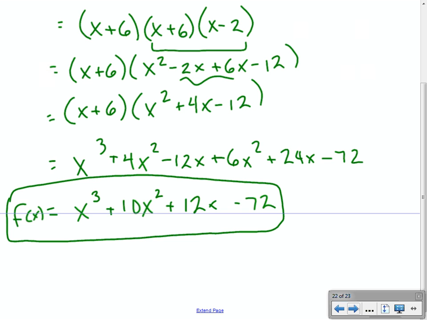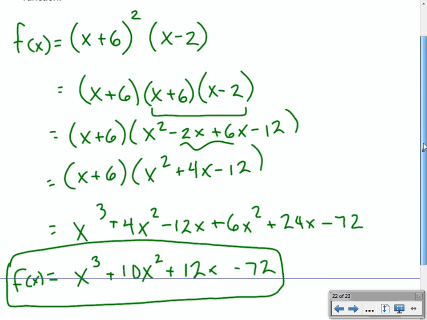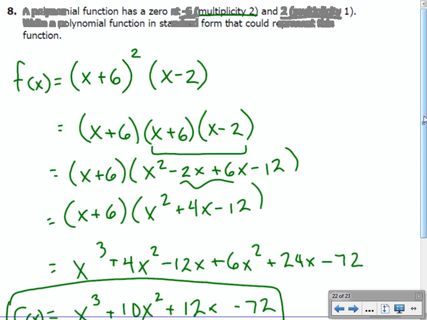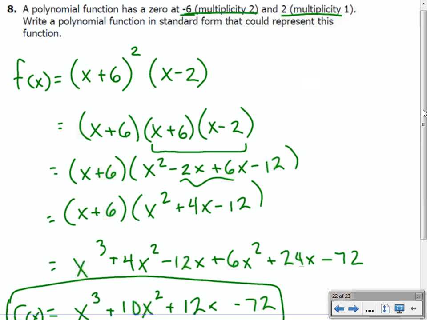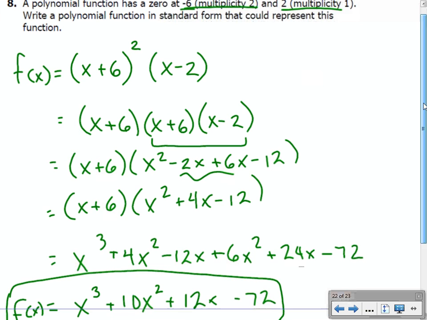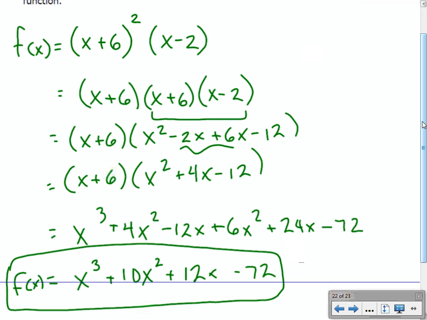And here we go. If you took this function and typed it in your calculator, you're going to see that this graph has zeros at negative 6 and positive 2. You're going to see that it bounces at negative 6, crosses at a positive 2. So that's just a quick video over zeros of polynomial functions.